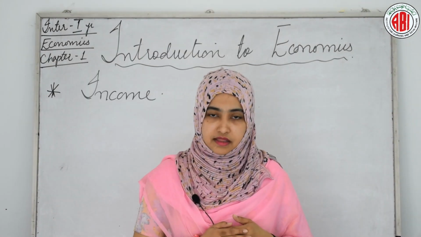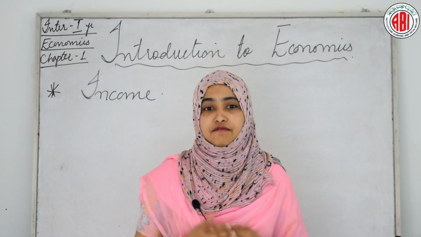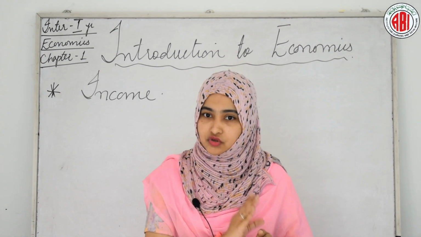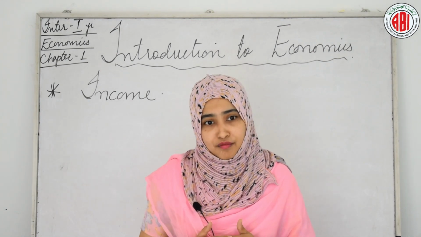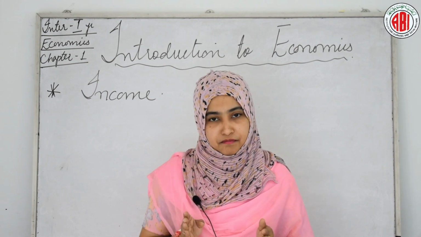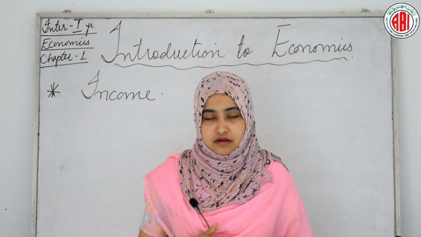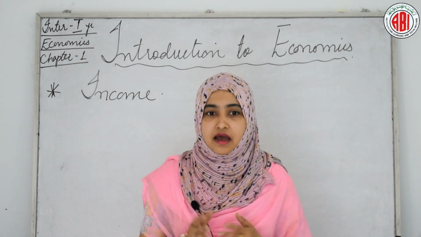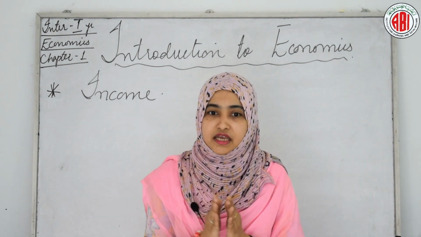After that, the next concept is income. Income is a flow from wealth, whereas wealth is a stock. In every economy, income flows from households to firms, and vice versa. The factor market and the product market are closely related to each other.